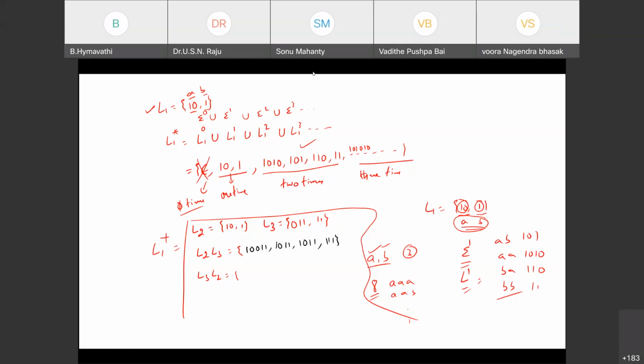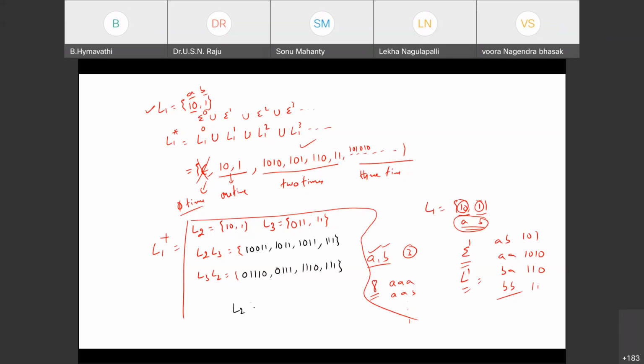0 double 1 0 1 0. 0 triple 1 0. 0 triple 1. 0 0 triple 1, 0 triple 1 triple 1, 0 triple 1, 0 triple 1, triple 1. Now, are they commutative?